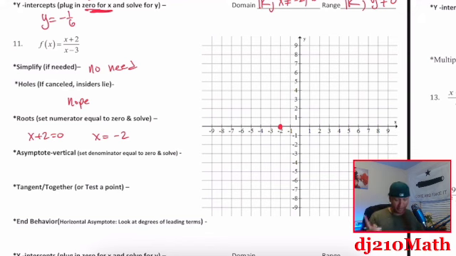All right, when the bottom is equal to 0, x minus 3, x has to be 3. That's the only thing that'll make x minus 3 equal 0. Right? You add 3 to both sides. So at x equals 3, there's a vertical asymptote.